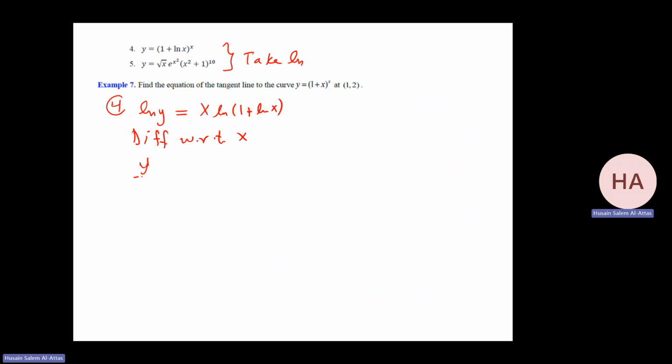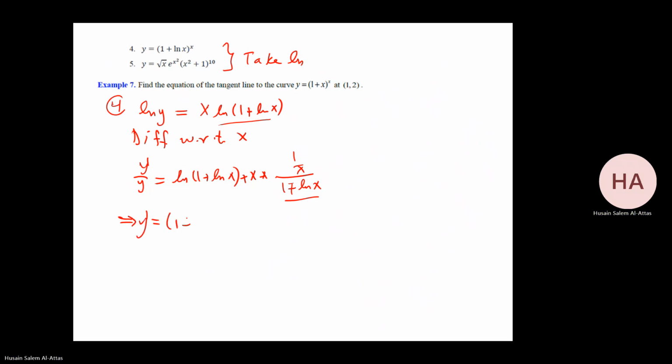So I have y prime over y. It's a product of two functions: ln(1 plus ln x) plus x times the derivative of this. We have 1 over (1 plus ln x) times the derivative of this, which is 1 over x. So y prime will be y times ln(1 plus ln x) plus, x cancels with x, 1 over (1 plus ln x).